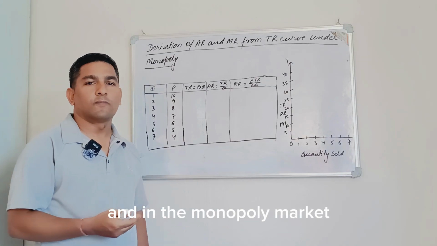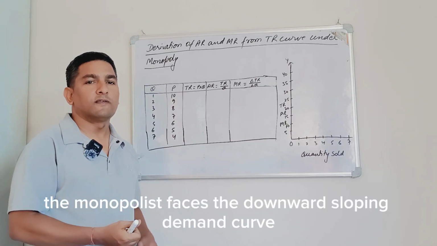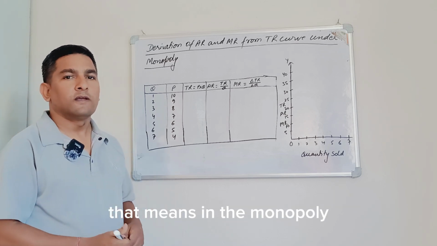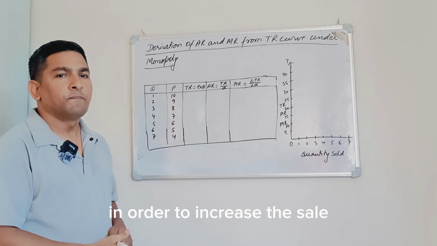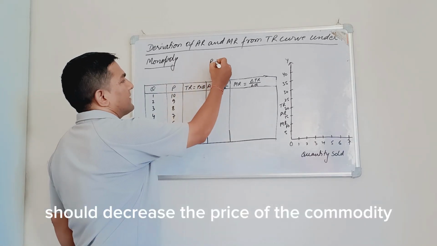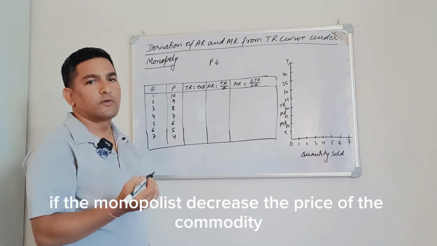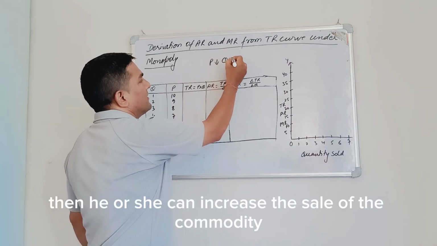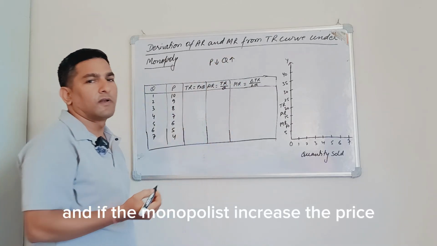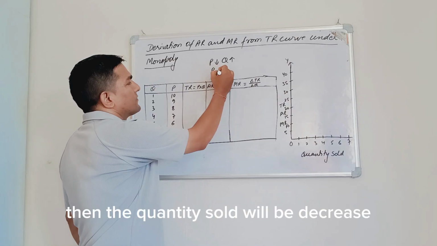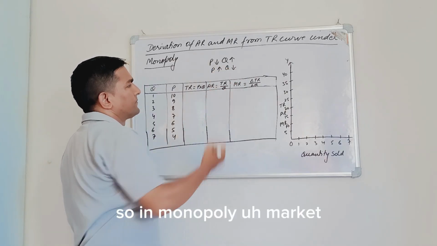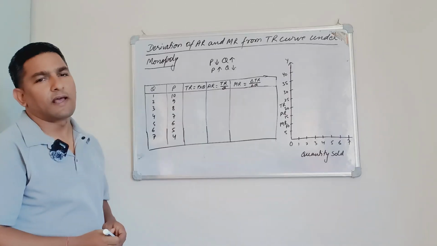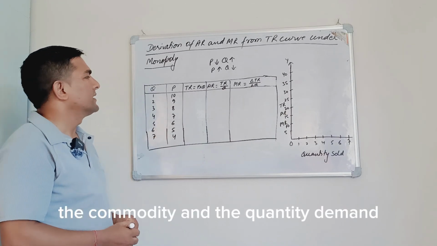market, and in the monopoly market the monopolist faces a downward sloping demand curve. That means in the monopoly, in order to increase the sale, the monopolist should decrease the price of the commodity. If the monopolist decreases the price of the commodity, then he or she can increase the sale of the commodity, and if the monopolist increases the price, then the quantity sold will decrease. So in the monopoly market, there is a negative relationship between the price of the commodity and the quantity demanded.